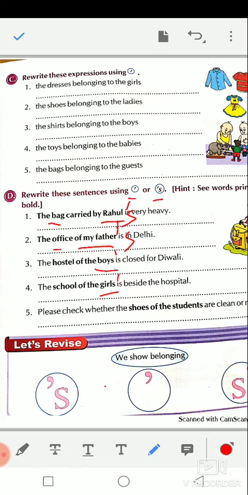Please check whether the shoes of the students are clean or not. Students' shoes. S is already there, so you have to remember this. When we talk about a plural noun and have to make a possessive noun of it, we add only an apostrophe after that. Students' shoes. Please check whether the students' shoes are clean or not.